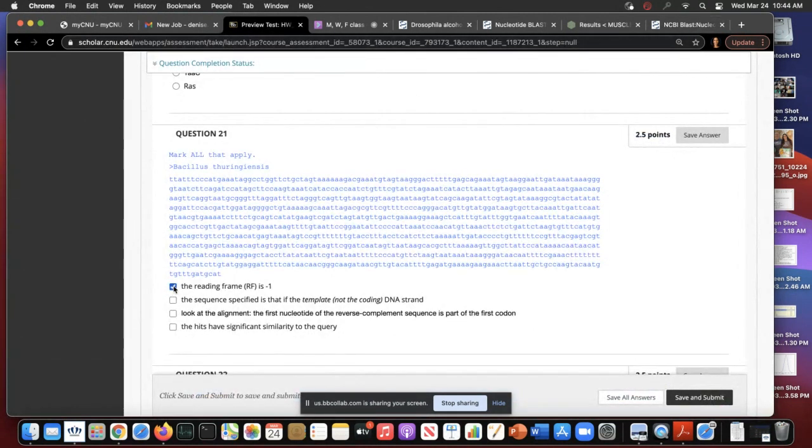So the reading frame is minus one, that's true. The sequence specified is the template, that's true, because if it was the coding DNA, it would be plus something: plus one, plus two, or plus three. We're going to look at alignments. The first nucleotide of the reverse complement sequence is part of the first codon.